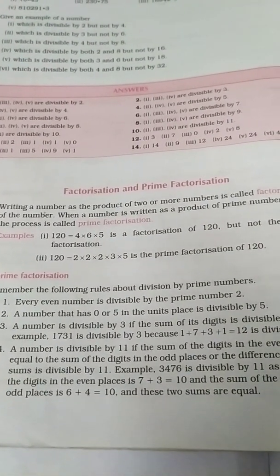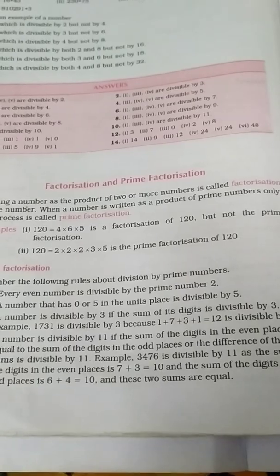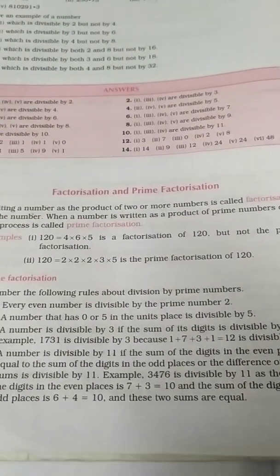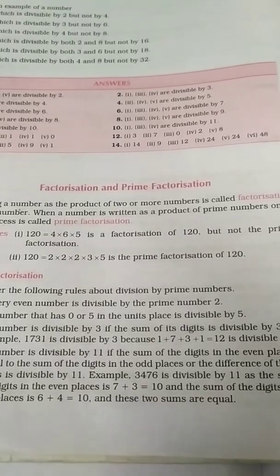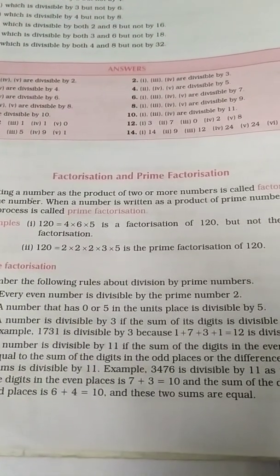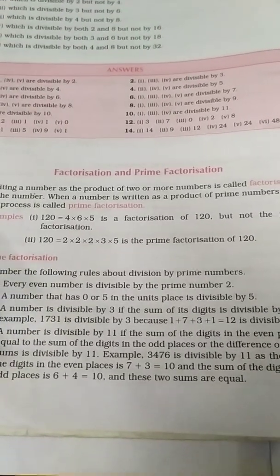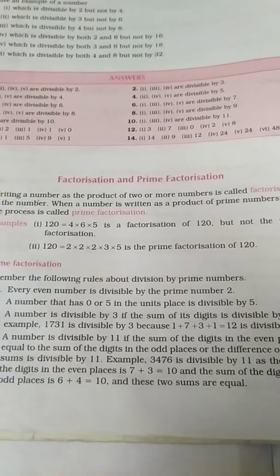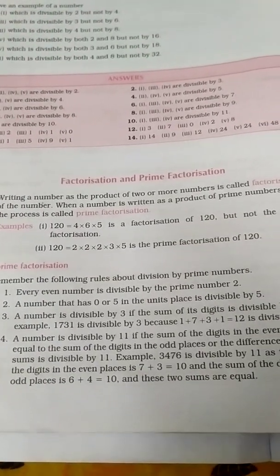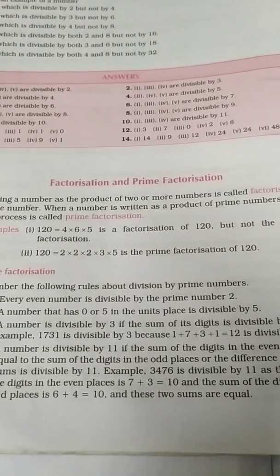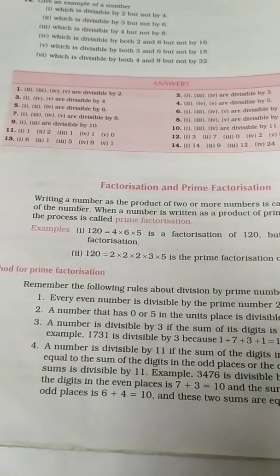Learn the topic factorization and prime factorization. Writing a number as a product of two or more numbers is called factorization. When you write the number 6 as 2 into 3, a product of two or more numbers, when you multiply 2 into 3, we call it factorization. And when a number is written as a product of prime numbers, we call it prime factorization.